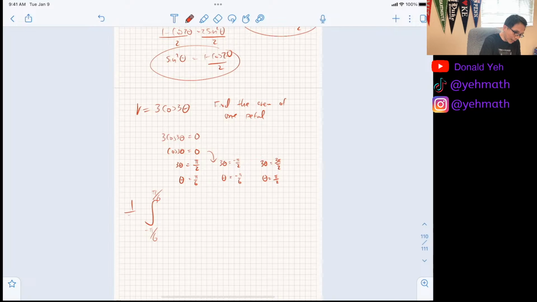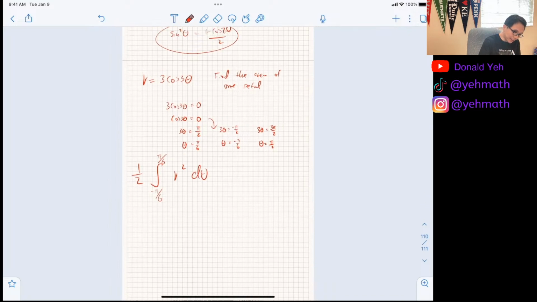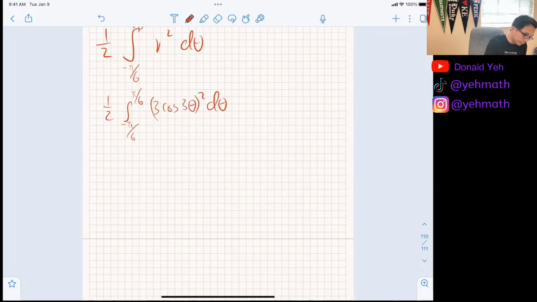And we know it's 1/2 r squared, right? What is r in this case? Radius. Negative pi over 6 to pi over 6, and r is going to be 3 cosine of 3 theta, squared, d theta. Am I going too fast? No, this makes sense. We did this yesterday, at least this portion. But we didn't do it without a calculator. So doing this today is a little bit hard.